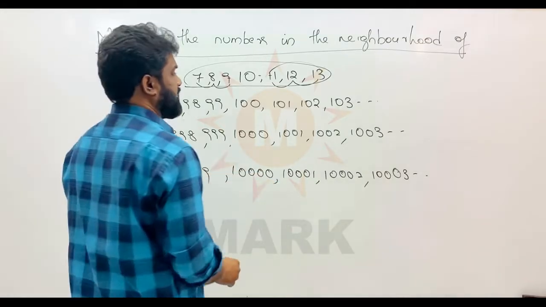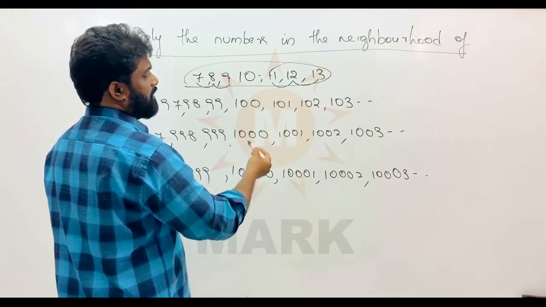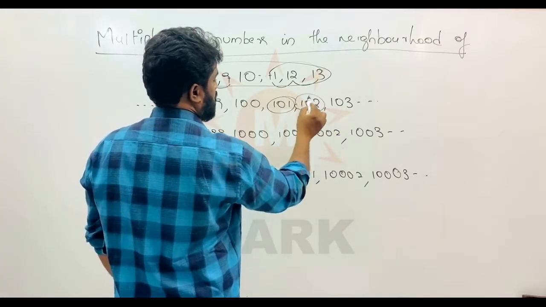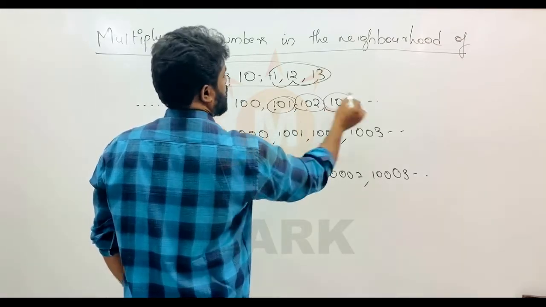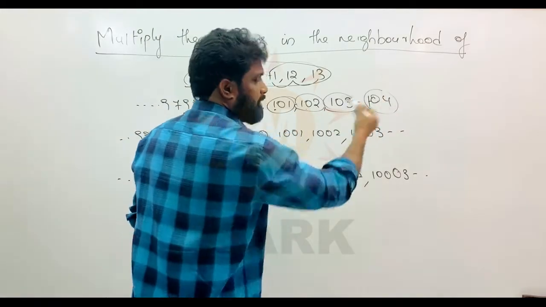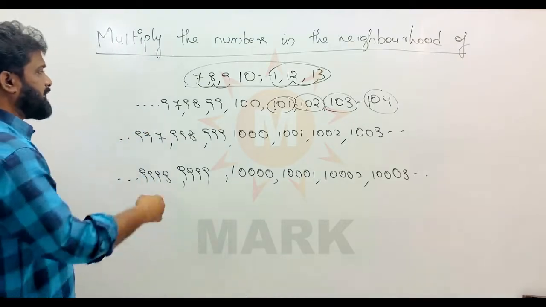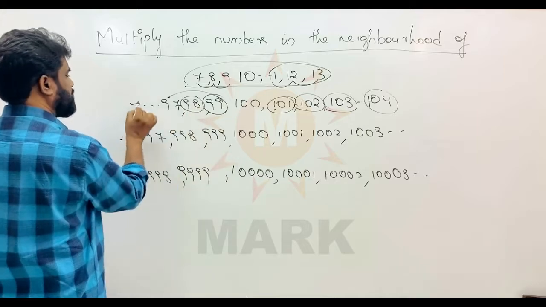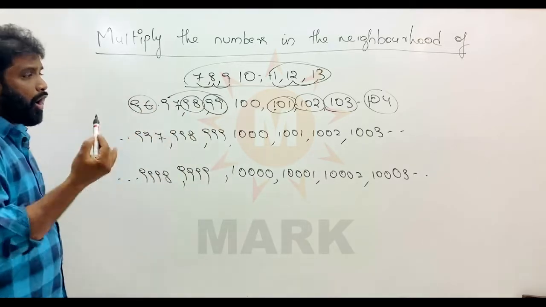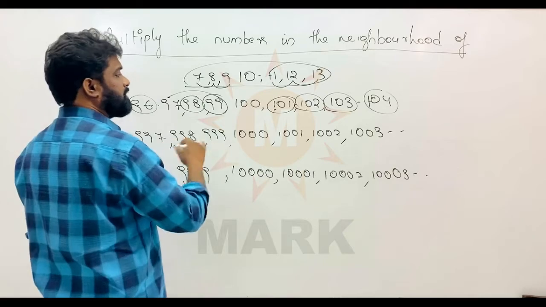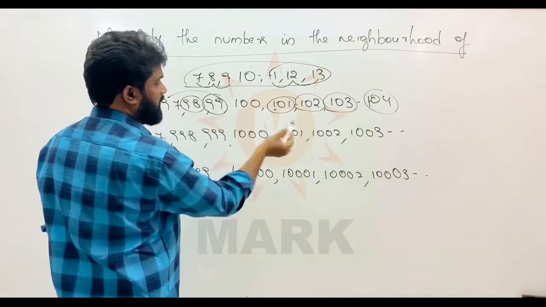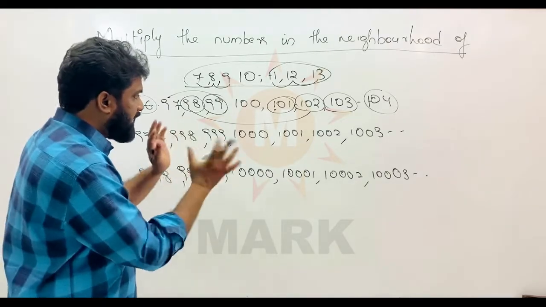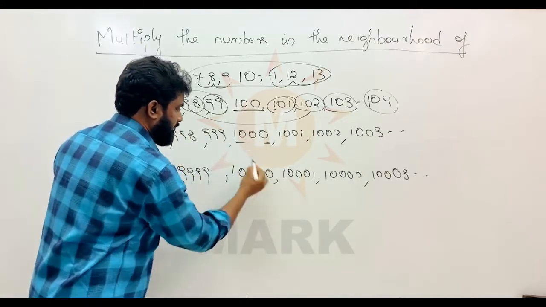So what I am trying to say here, sometimes we have to multiply the numbers in the higher neighborhood. That means 101 into 102, or 102 into 103, or else 101 into 104. So both the numbers are in the upper neighborhood. Sometimes both the numbers will be in the lower neighborhood, like 99 into 97, 98 into 96. It can be anything. Or sometimes one number can be in the lower neighborhood and one number can be in the upper neighborhood, 98 into 102. It can be like this also. So basically they are in the neighborhood of 100, 1000 and 10,000.